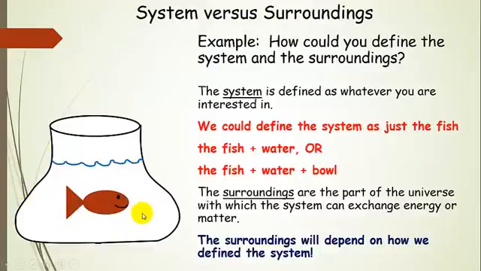Basically you define the system for whatever is convenient for what you want to study. And the things that are directly around, those are the surroundings. They can exchange energy, they can exchange matter, and the surroundings are going to depend on how we define the system. So for instance, if we define the system as the fish, then the surroundings would include the fish bowl and the water.